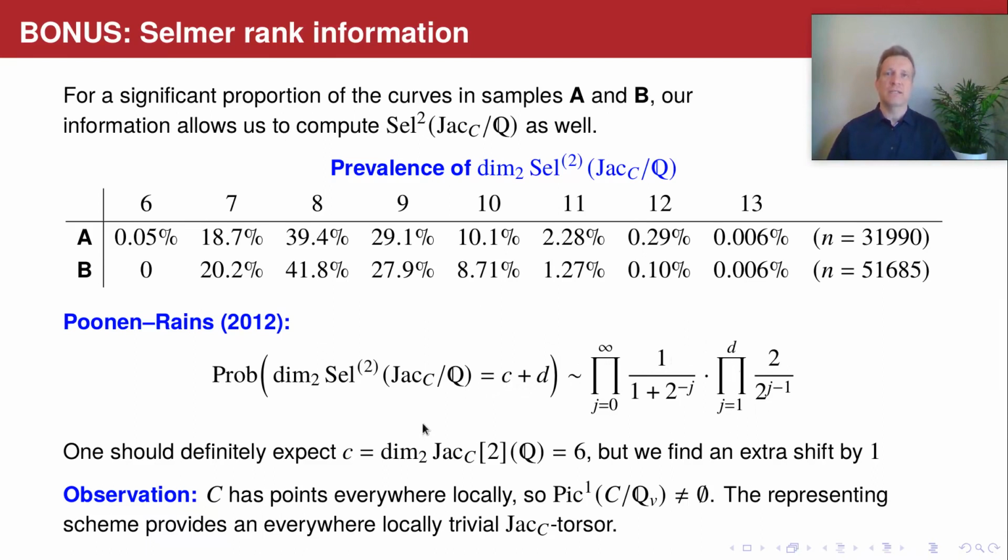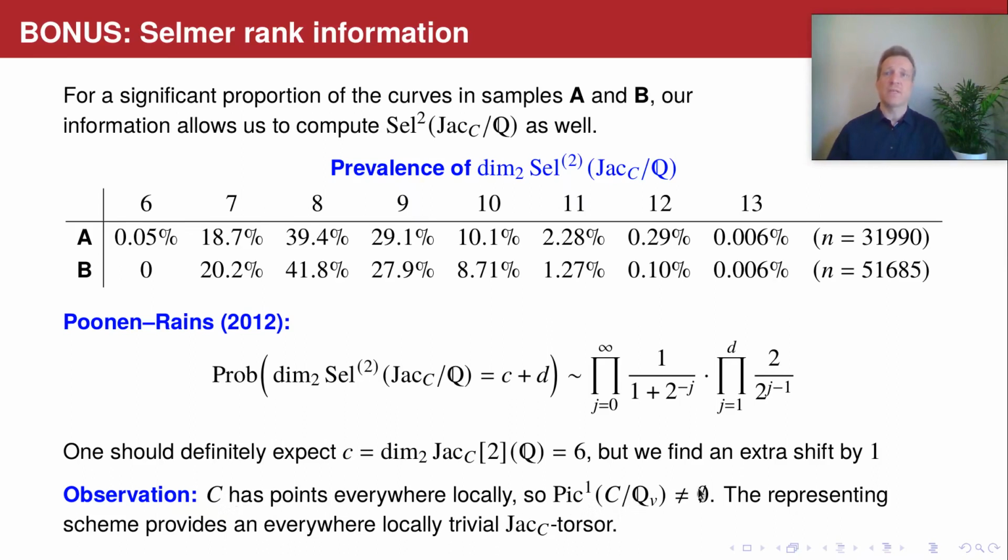One certainly expects that C needs to be at least 6, because the rationality of the bitangents forces the 2-torsion on the Jacobian to be entirely rational, and that already contributes a subspace of dimension 6 to the 2-Selmer group. But we find an extra shift by 1. As you can see here in the B column, the ranks are in fact at least 7. The observation that might explain this is that here these curves C basically have points everywhere locally almost all the time, so the picked ones have points everywhere locally.